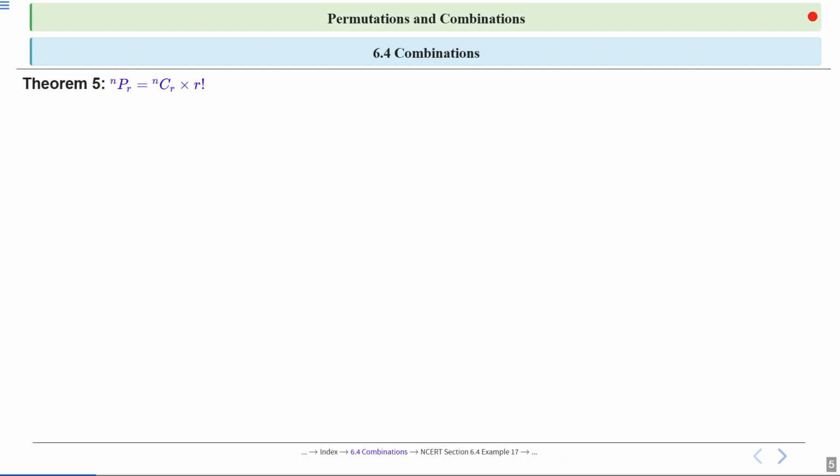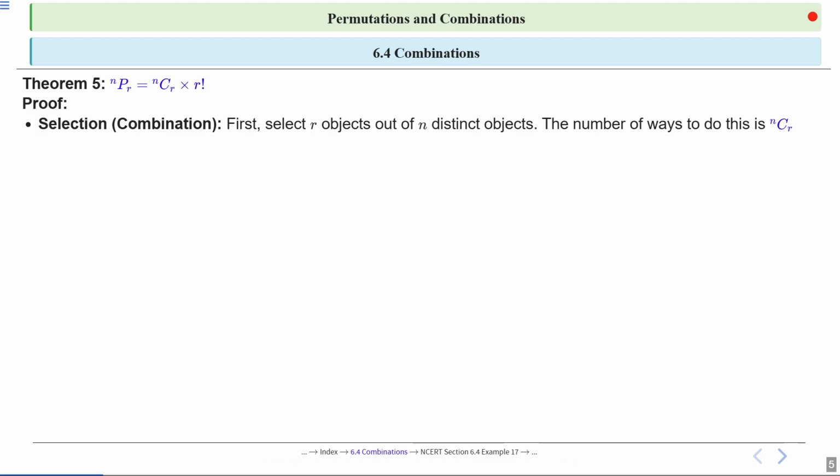Now we will see theorem 5. Theorem 5 states that nPr is equal to nCr into r factorial. This theorem is basically the relationship between permutations and combinations. So nPr is equal to nCr into r factorial. Let's look at its proof. Here we deal with selection, which means combination. We select r objects from n objects, and this can be done in nCr ways.